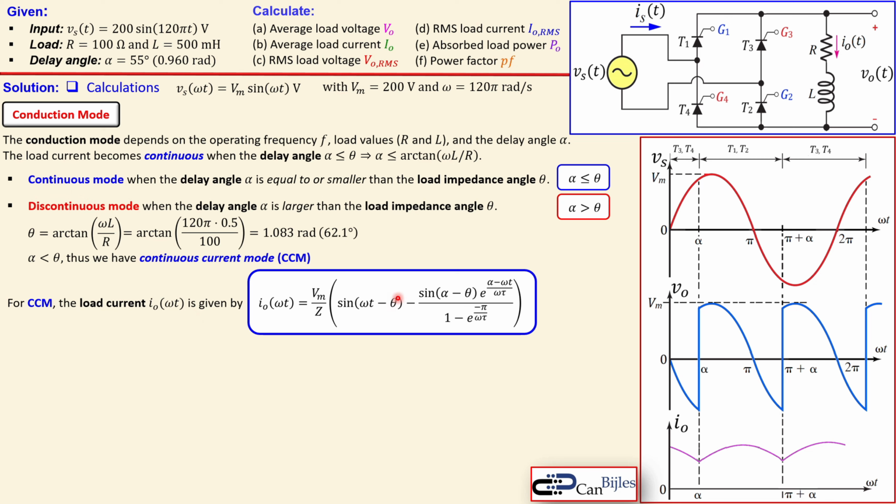We see again the load impedance angle θ. We see Vm, which is our input voltage amplitude, the impedance Z, and also the α we chose as our delay angle, and other parameters like τ. So let me summarize them here. Z is given by this expression, θ again, and τ is our time constant given by this expression here.